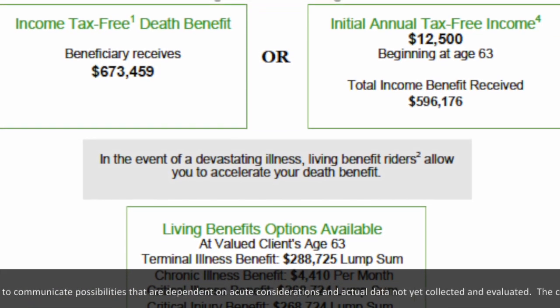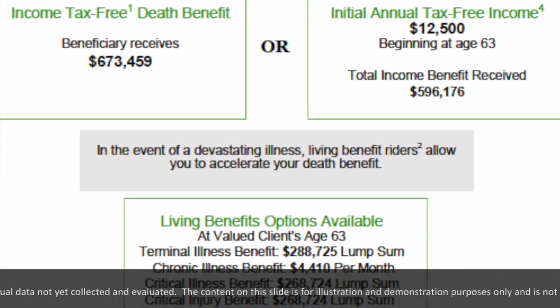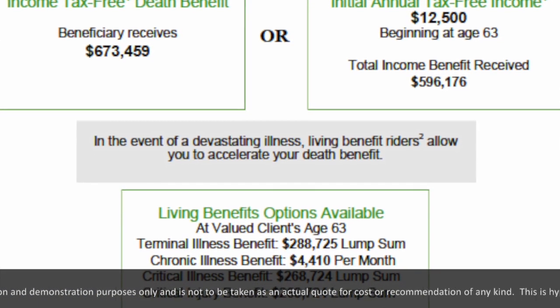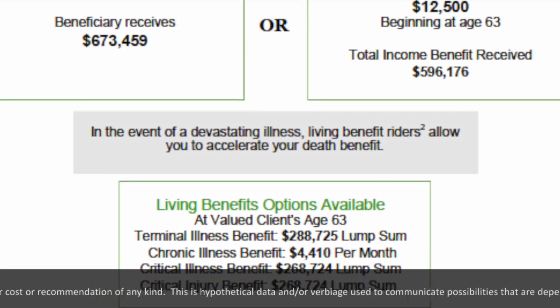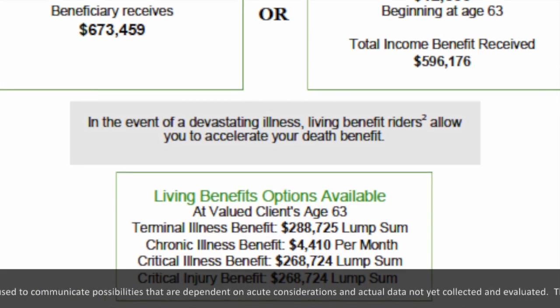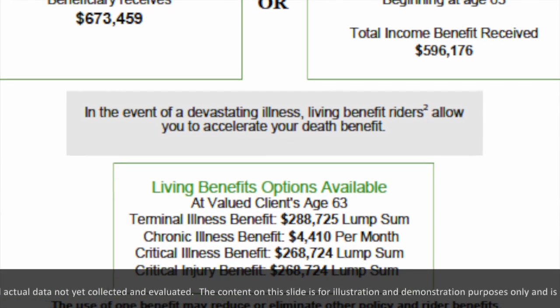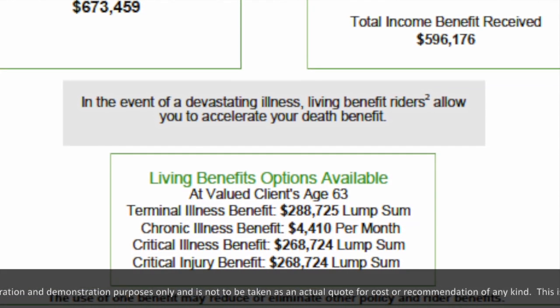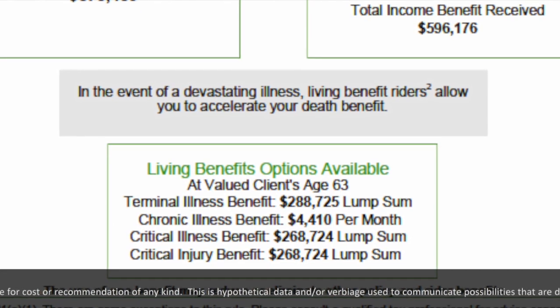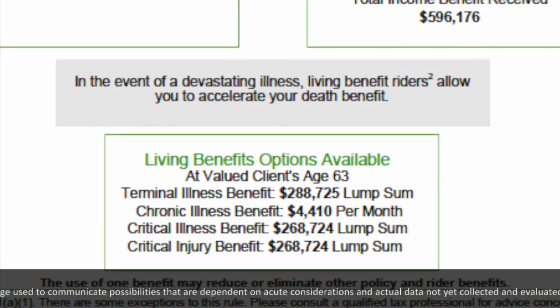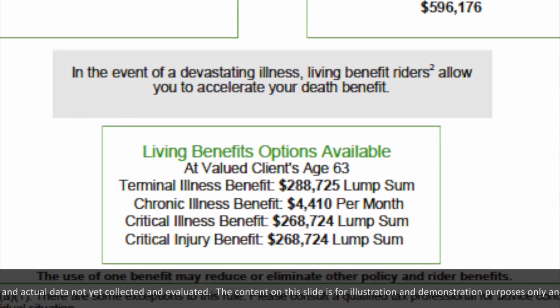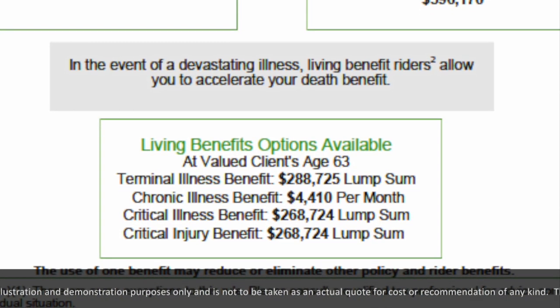So you see it says the living benefit options available in addition to that income, which are effective at the age of 63. There's a terminal illness benefit. It tells you the amount. There's a chronic illness benefit. It tells you what that benefit value and frequency would be. Critical illness benefit and a critical injury benefit.